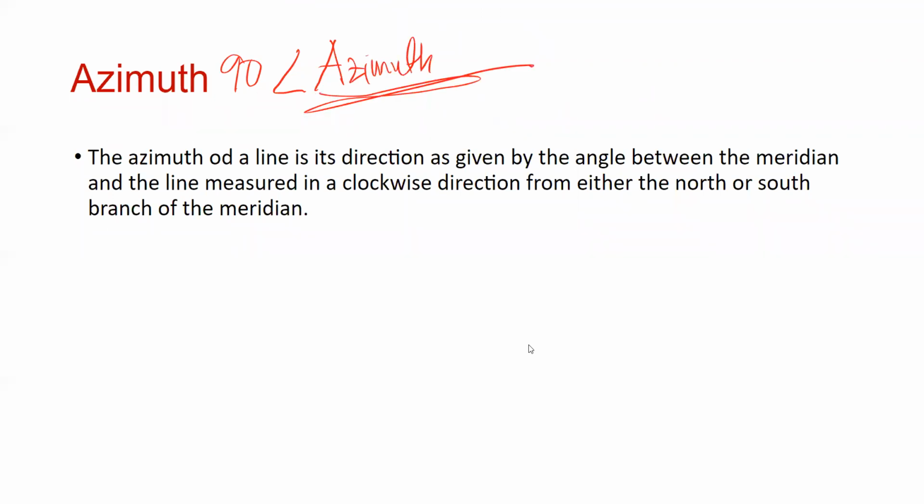So we have here the azimuth of a line is its direction as given by the angle between the meridian and the line measured in a clockwise direction from either north or south branch of the meridian. So it depends if the reference line is kumuha tayo sa north branch meridian, dun tayo magsisimula. Pero kung pag sinabing magsimula tayo sa south branch meridian, dun din tayo magsisimula.